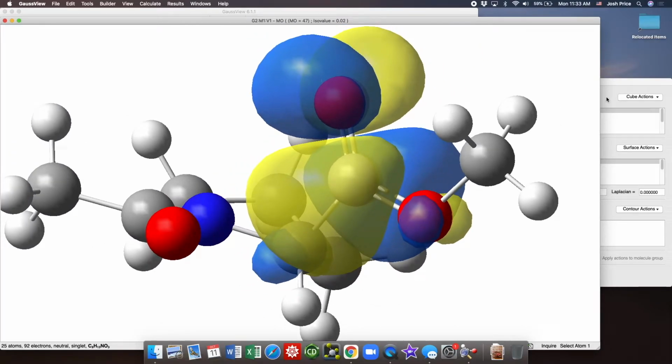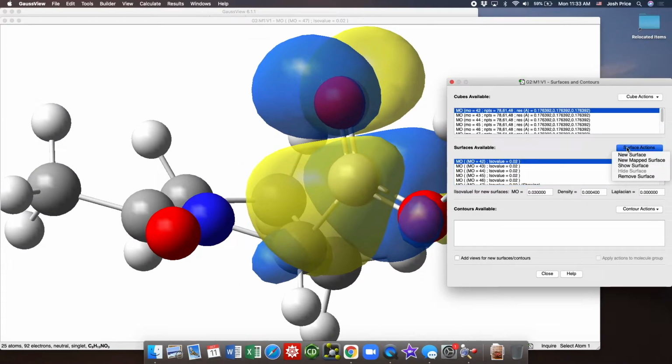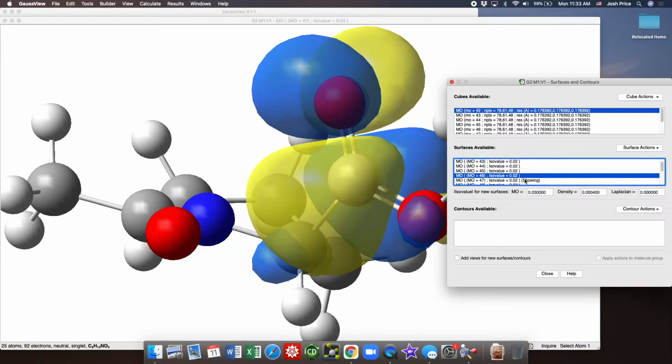I'm going to turn off the orbitals, except I'm not clicking on the right thing. Oops.